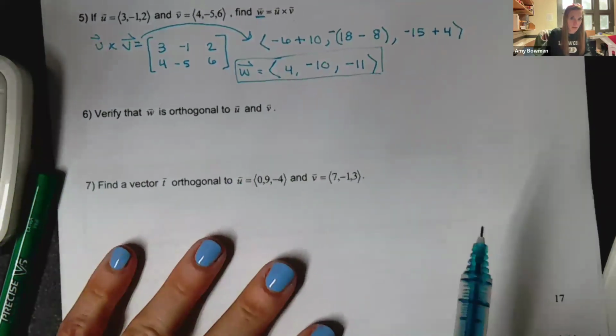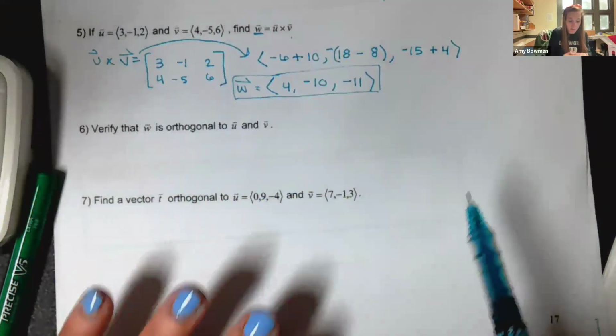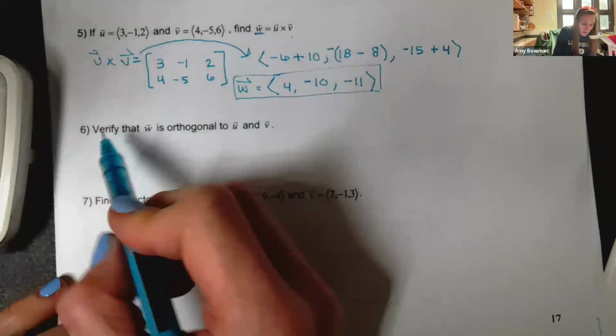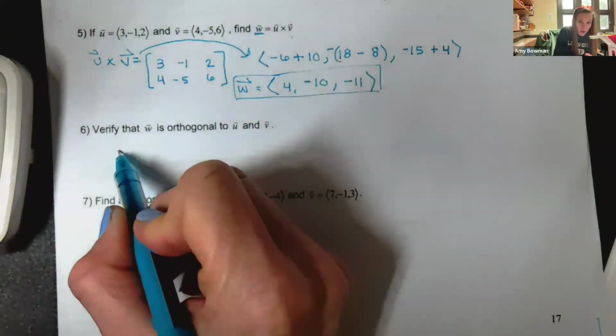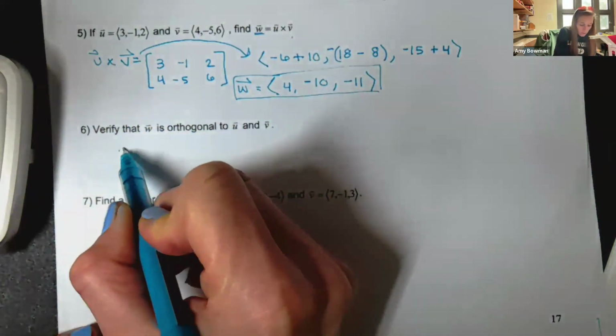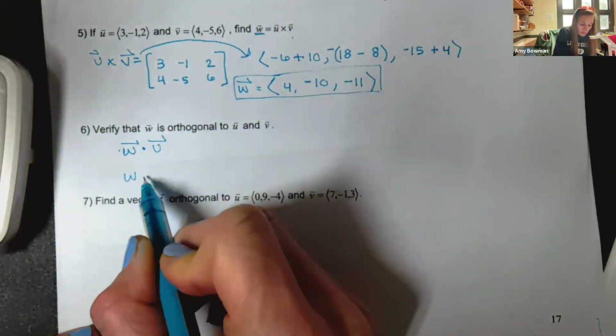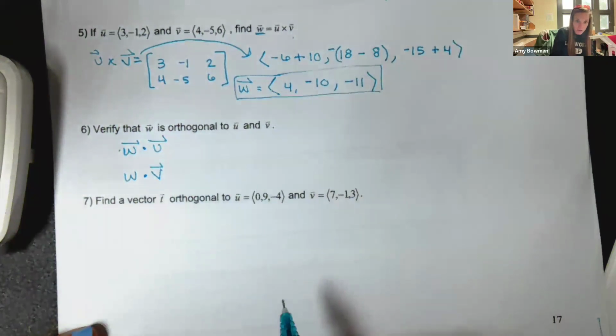And in this case, we should be pretty sure that this is in fact orthogonal to both u and v because we just performed cross product. So to confirm that, we need to show that the dot products equal 0. So we want to do w dot u, that should be 0, and w dot v should also be 0.